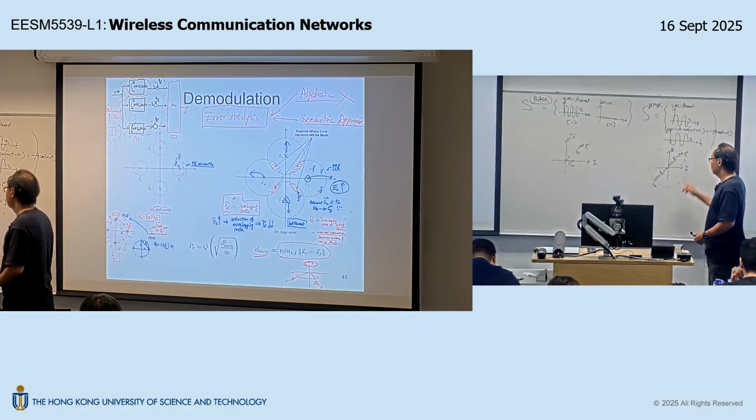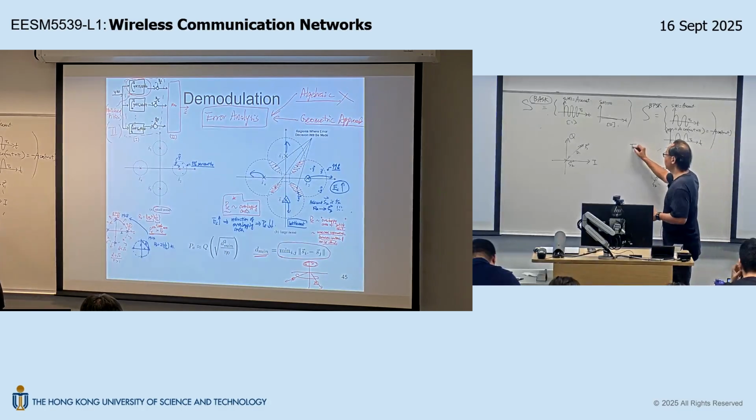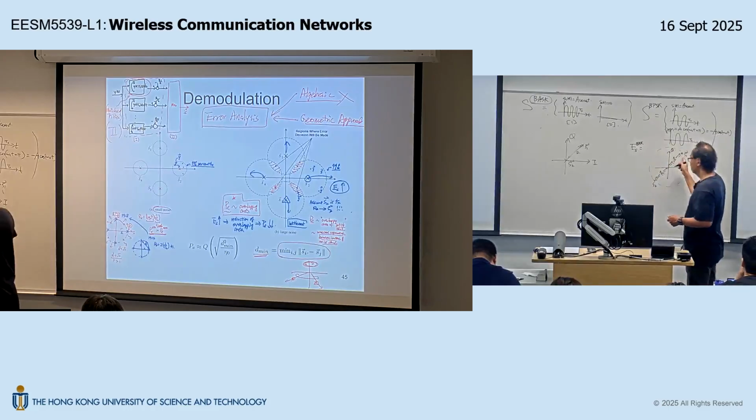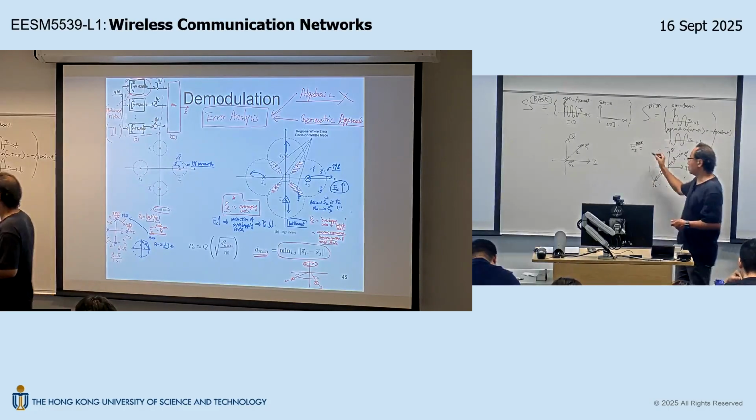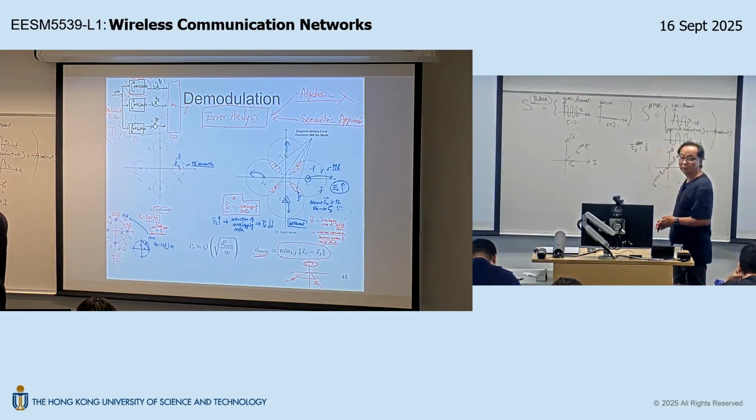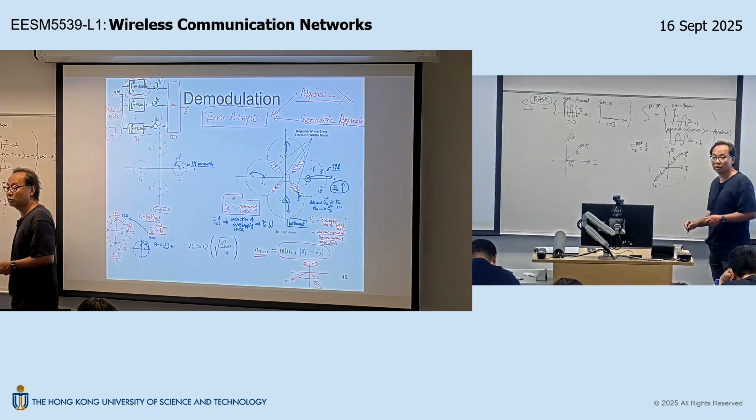Okay. For this one, what's the average symbol energy for BPSK? We have 50% of the chance, half of the chance, we transmit S1, right? When we transmit S1, what's the energy?